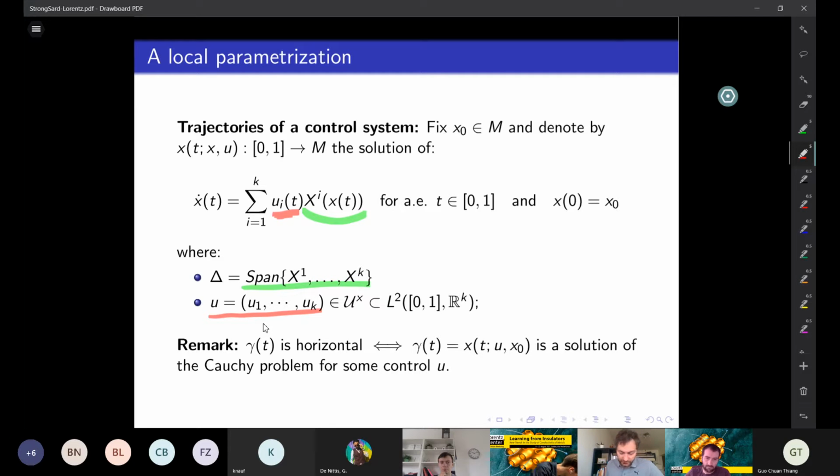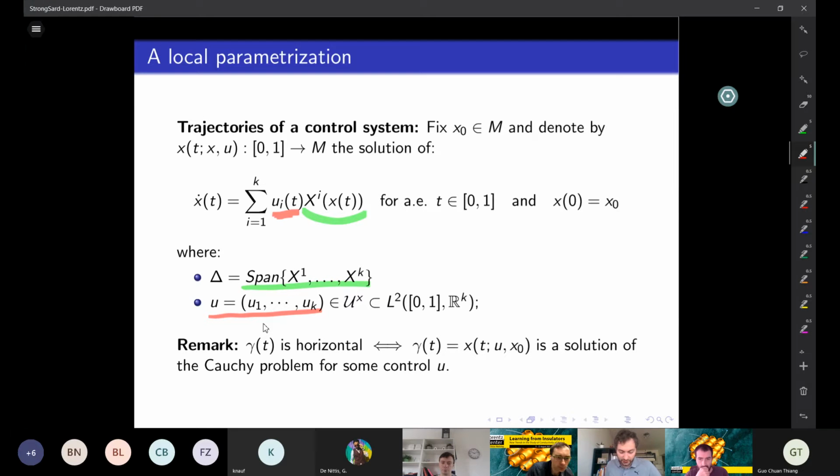You want it to be contained in some open set because you want the solution to be defined between 0 and 1. So you have some constraints. You cannot take the entire L2 space. But the remark is that if gamma is horizontal, then essentially it's going to be the solution of some Cauchy problem like this.